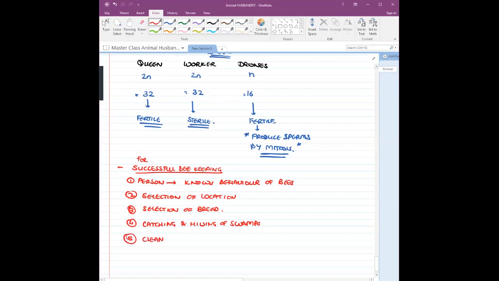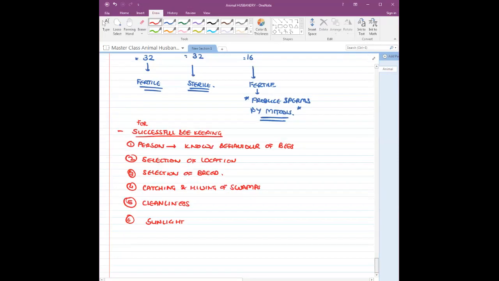Also know that whenever we do this artificially, there are high chances of contamination. So you require good amounts of cleanliness, plus good amounts of sunlight. Next, you need to have a clean source of fruits, flowers, etc. Something that is very important.